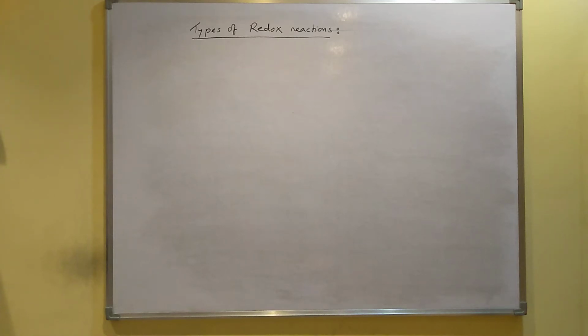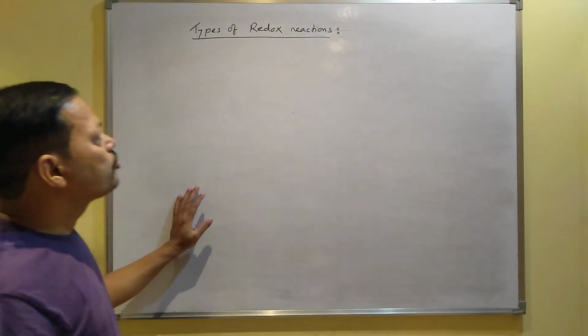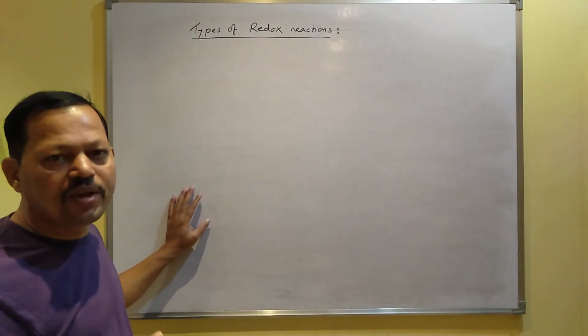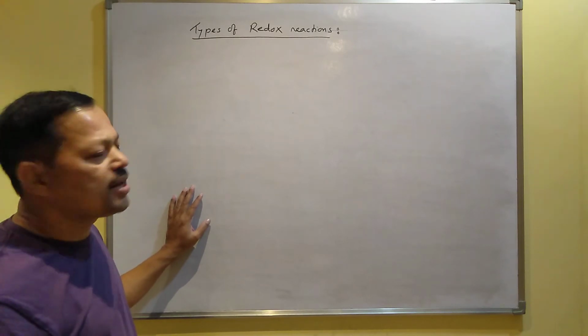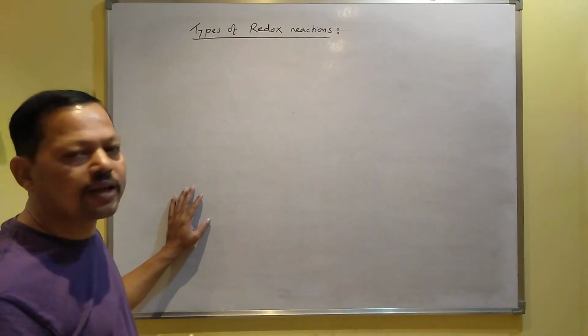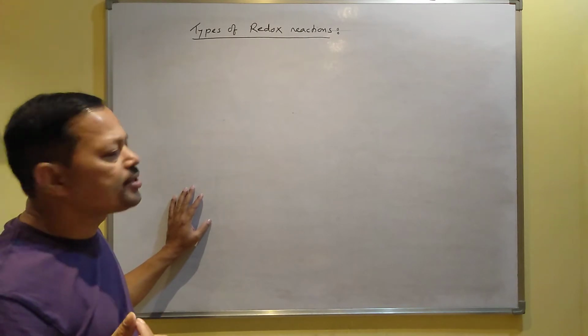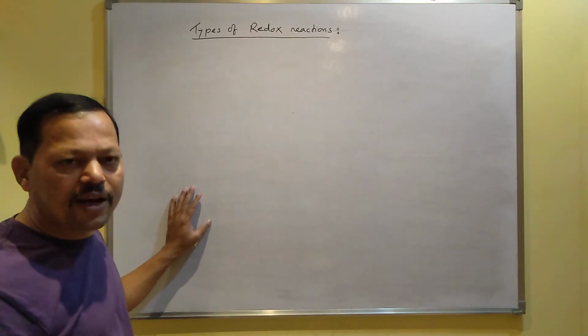Okay, now another topic, types of redox reaction. There are different types of redox reaction. So what are these types? As you know, there are different types of reactions like combination reaction, decomposition reaction, displacement reaction, already you have got in class 10. So these are examples of redox reaction.